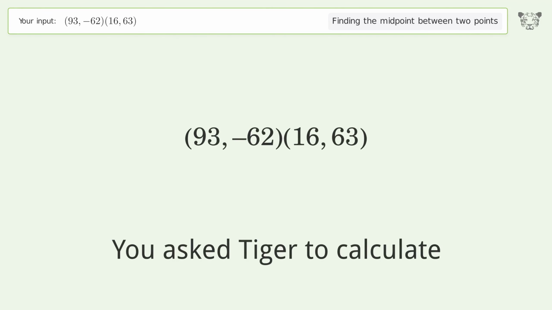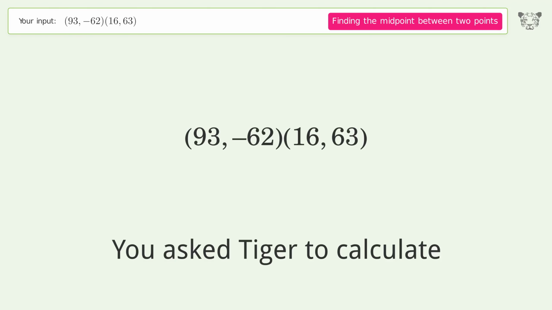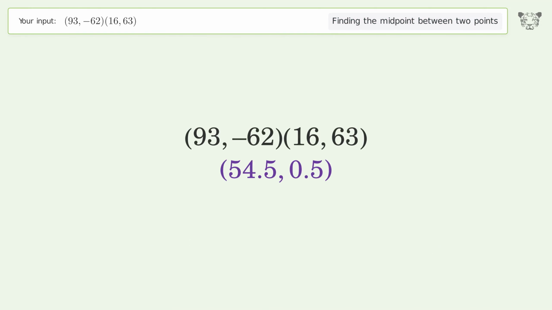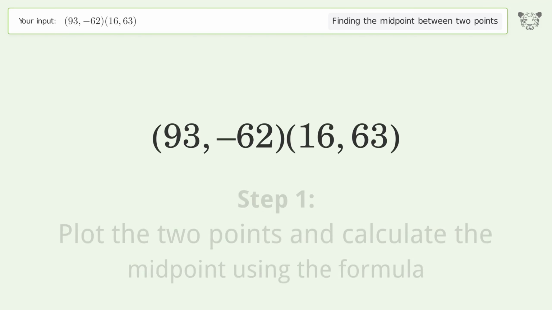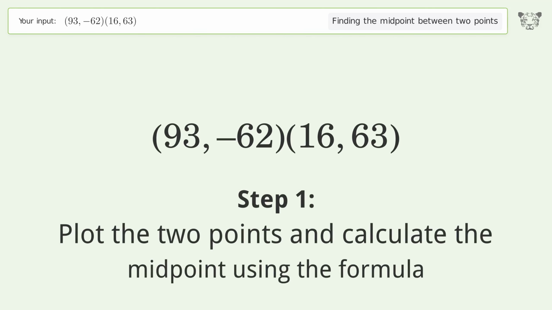You ask Tiger to calculate. This deals with finding the midpoint between 2 points. The midpoint between the 2 points is 54.5, 0.5. Let's solve it step by step. Plot the 2 points and calculate the midpoint using the formula.